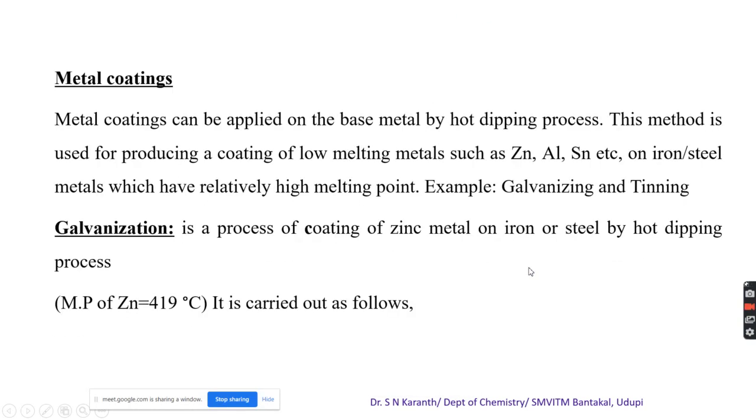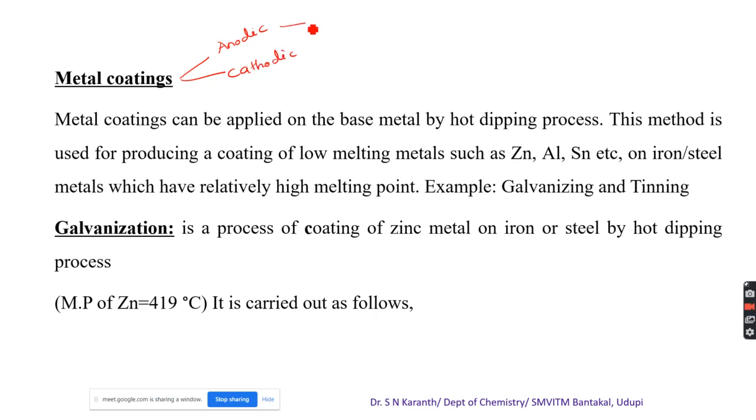Next, I'll take the next method, that is metal coating. Under metal coating, there are two types of metal coating possible. One is anodic coating, the other one is cathodic coating. Anodic coating and cathodic coating under metal coating.